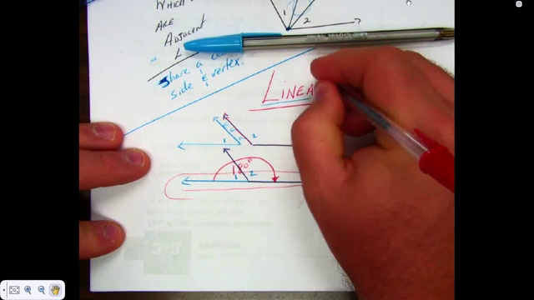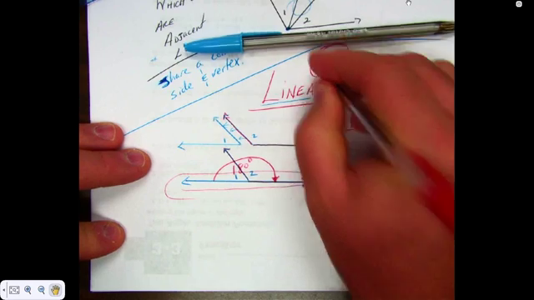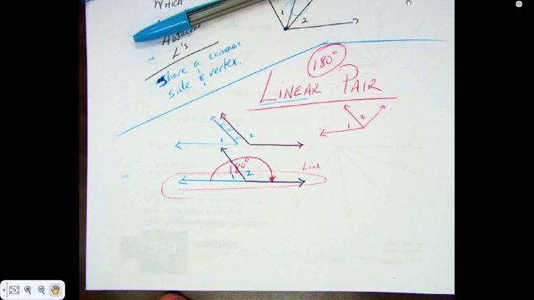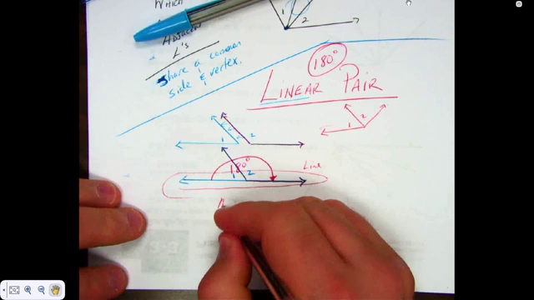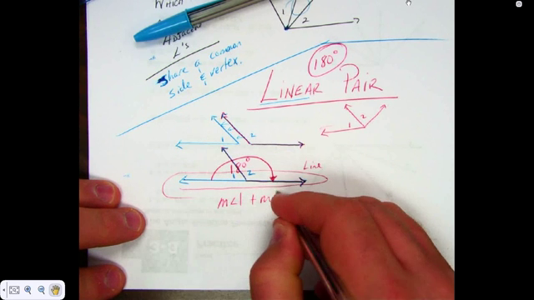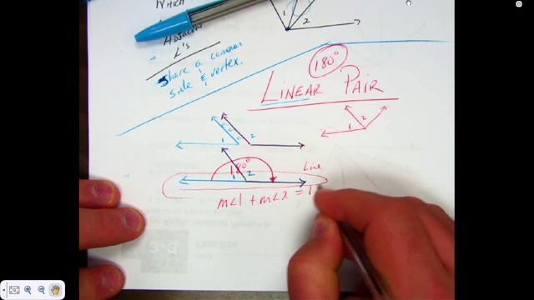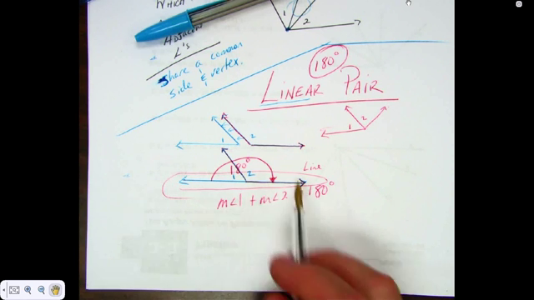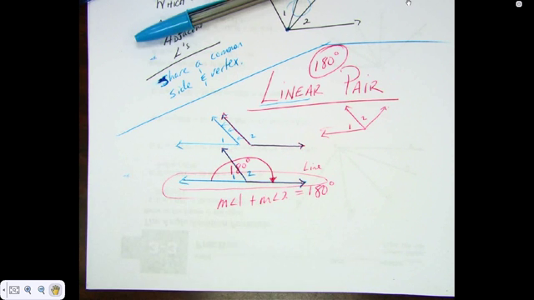A linear pair will always be two angles that add to 180 degrees. So I could say that the measure of angle 1 plus the measure of angle 2 would equal what? 180 degrees. The two smaller parts equal to what? The whole thing.